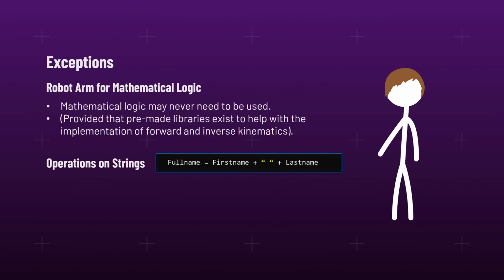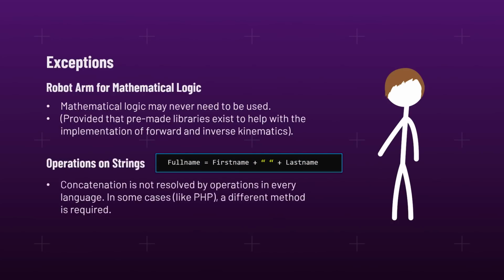Another exception is that earlier I demonstrated how mathematical operations could be used on things that weren't just numbers by adding these names together. Adding text together like this won't work in every language. It's a process called concatenation, and in some languages you would have to write this out in a different way.